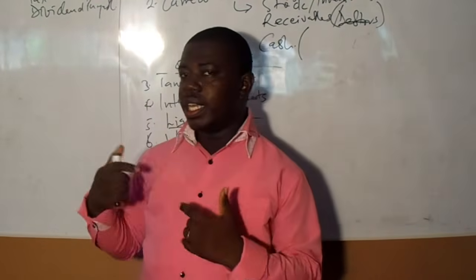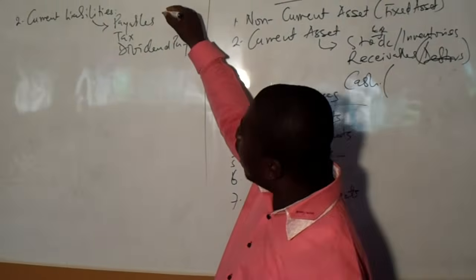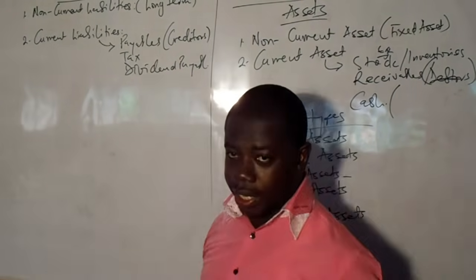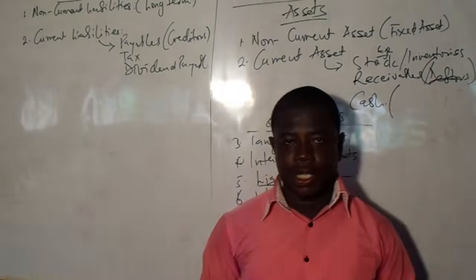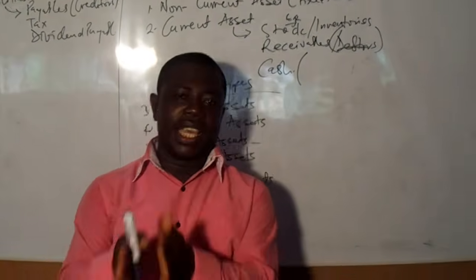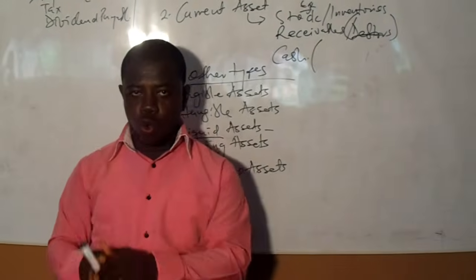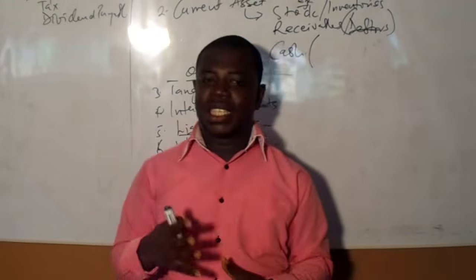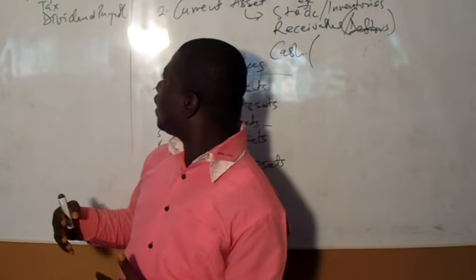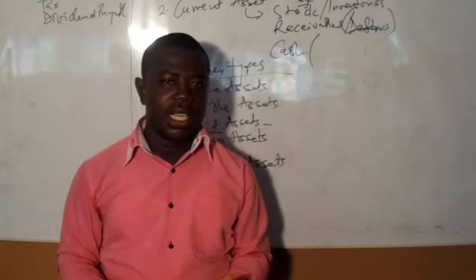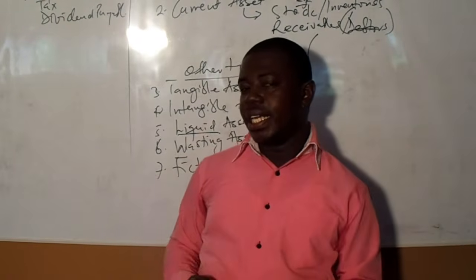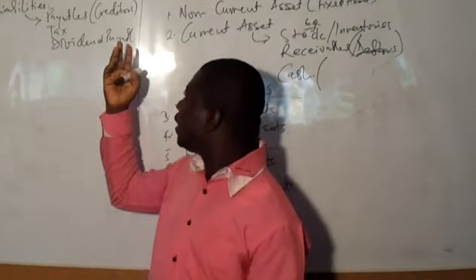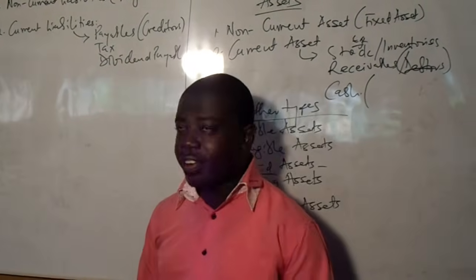Now, payables are what we used to call creditors. Trade payables, we used to call them creditors. Like I said, a creditor is the person that you owe, and the payable is the money that you owe. Now, which of them is a liability? Is it the person or the money? We typically say that the money that we owe is a liability, and that is why payables are more accepted than creditors in the preparation of financial statements.